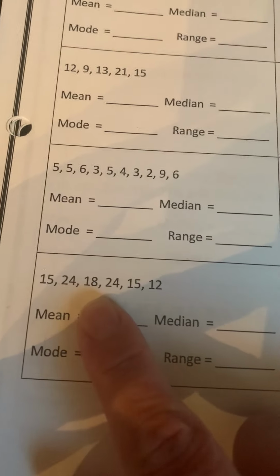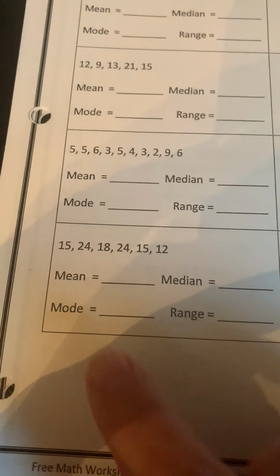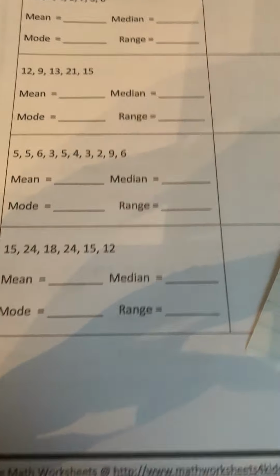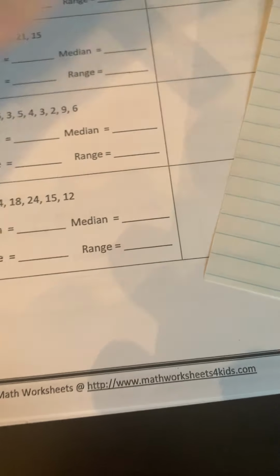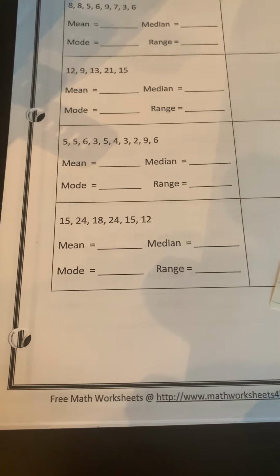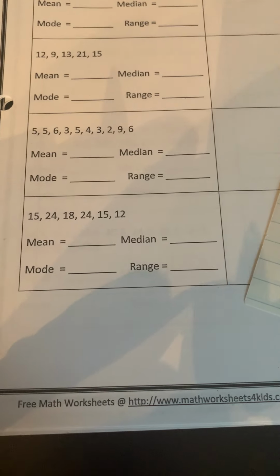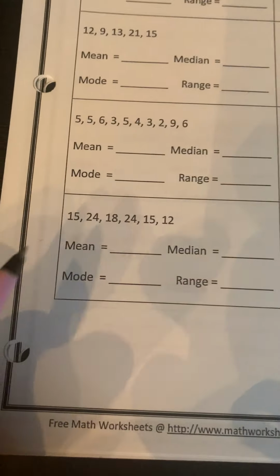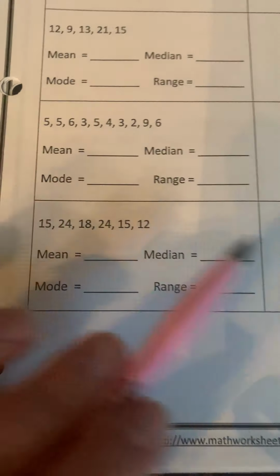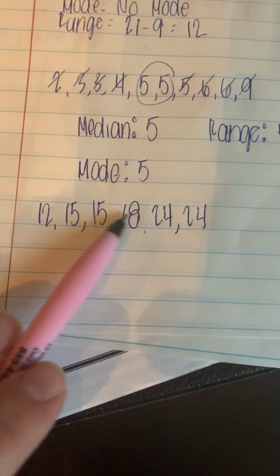Okay, I'm looking at this last data set here. To find the median, I need to put these in order from least to greatest. So I'm going to go ahead and write these in order. I have 12, 15, 15, 18, 24, and 24. I'm going to count, make sure I got them all. 1, 2, 3, 4, 5, 6.